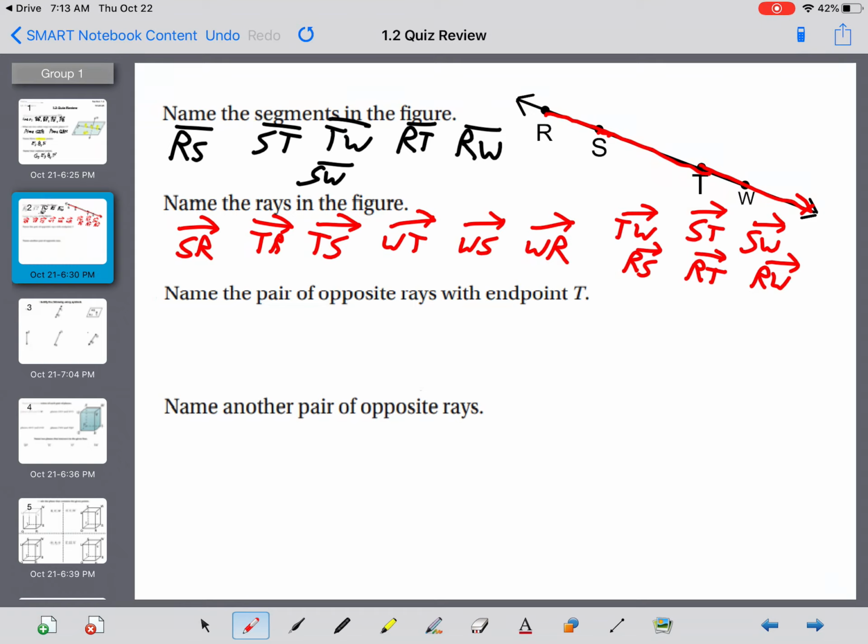Name the pair of opposite rays with endpoint T. Okay, so that means we're starting from T and going this way, which would be TW, the only one in that direction. But in the other direction, we have 2. It could either be TS or TR. Okay, says name another pair. Well, this says pair, so let's keep it as TW and TR. It says name another pair of opposite rays. Well, instead of picking point T as your endpoint, we could pick point S. So SR and SW.